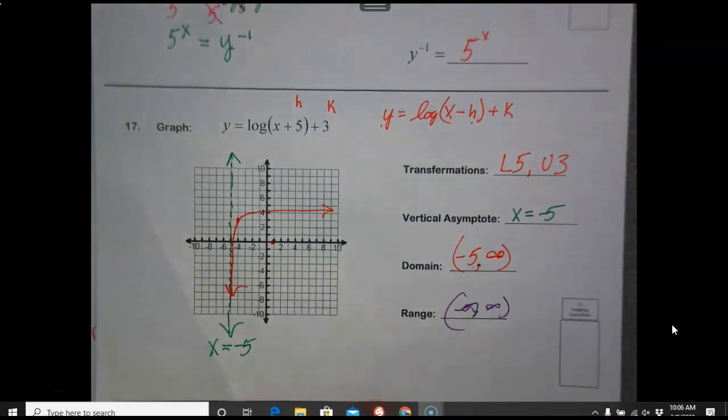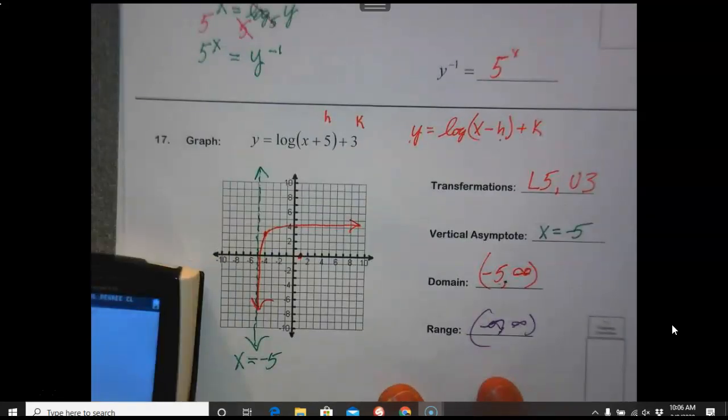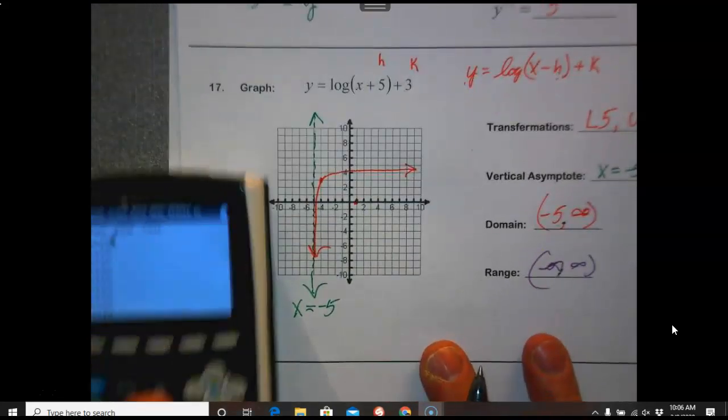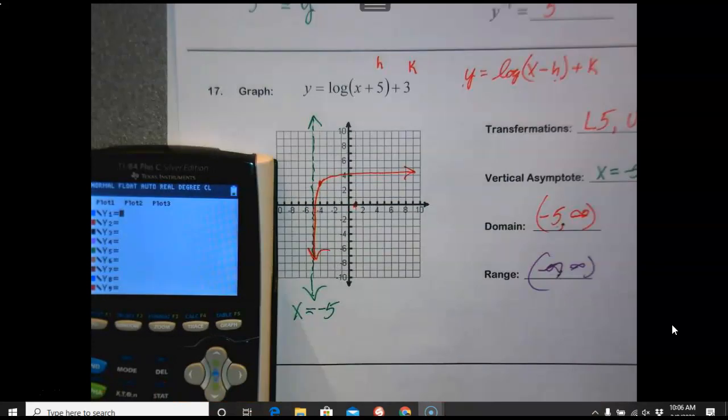Now, if you do it on the calculator, this is why I don't like calculators for log functions. If you put it in the calculator, log x plus 5 plus 3, when you graph it, it doesn't give you the whole function because of that whole pixel problem I told you.